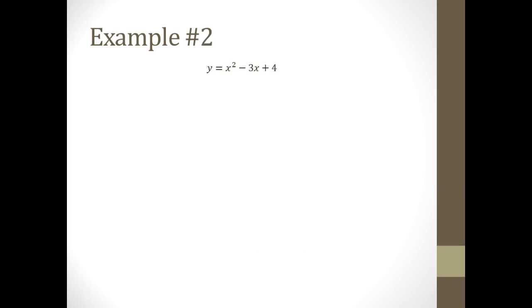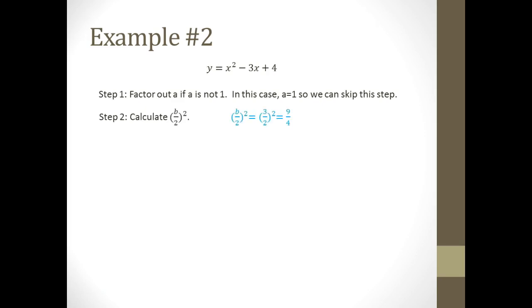Now this is our next example. In this example, b is odd, so we're going to end up with fractions, but really, it's not too bad. If I were you, I would stick with fractions because I think they're easier when it comes to squaring. Let's see what I mean. Again, we don't have to worry about step 1. A is 1. So we go right to step 2.